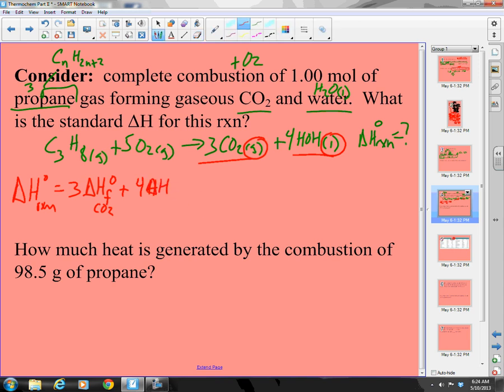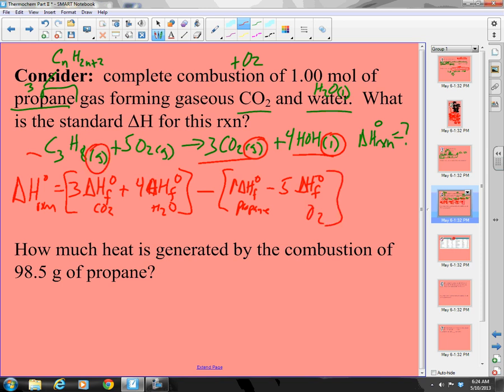Standard heat of formation of water. We'll put this in a bracket. Minus my reactants: minus, big bracket, 1 times, because there's a 1 here, the standard heat of formation of propane, minus 5 times the standard heat of formation of oxygen. And remember, states matter. All right, cool.